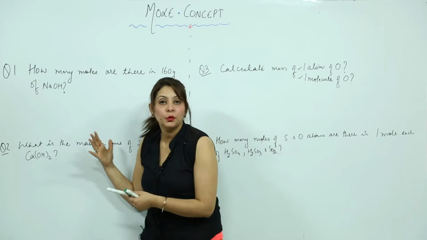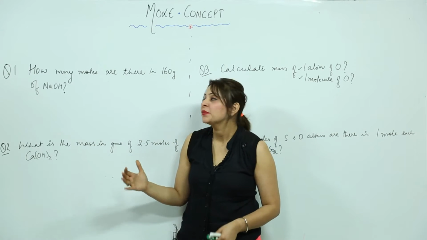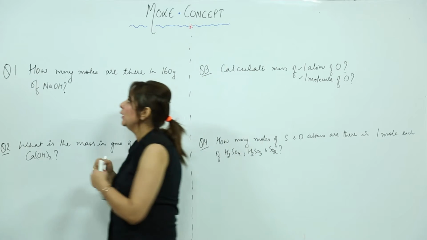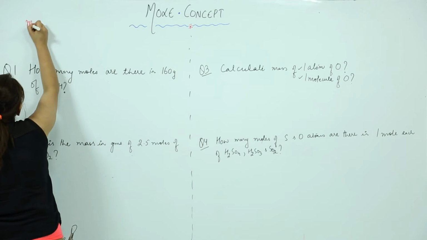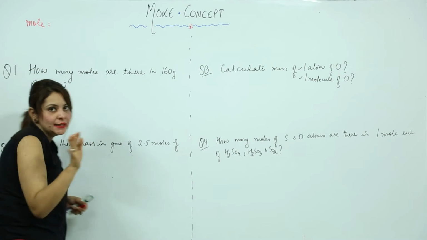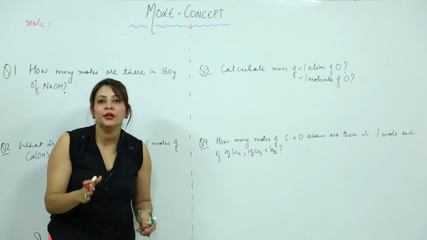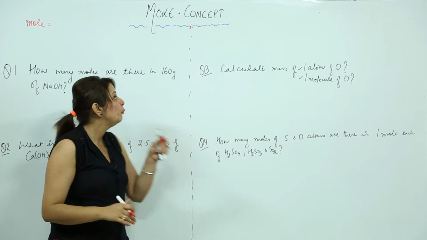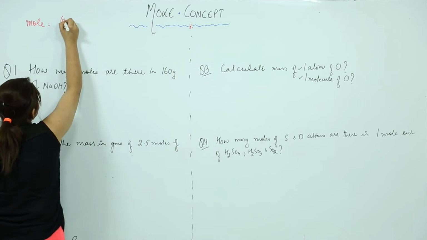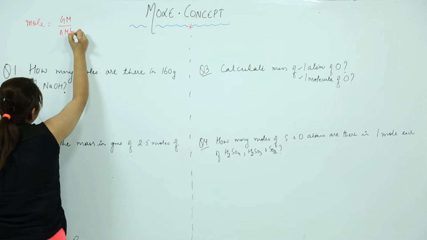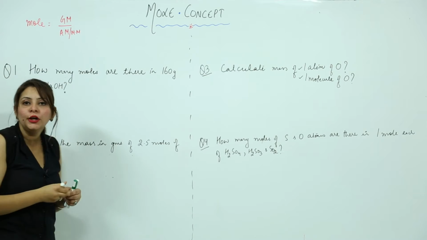Now look at the problems we have for mole concept, right? So first of all, you should be familiar with a few formulas. The first formula I am telling you is, if you need to find the mole of any substance, whether it is an atom or a molecule, what is the formula for calculating the mole? Mole is given mass over atomic mass. And if it is a molecule, it becomes molecular mass.